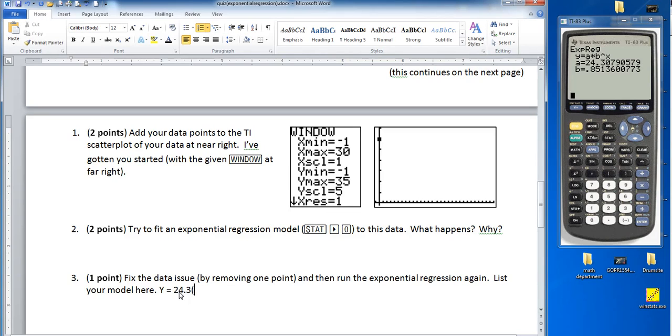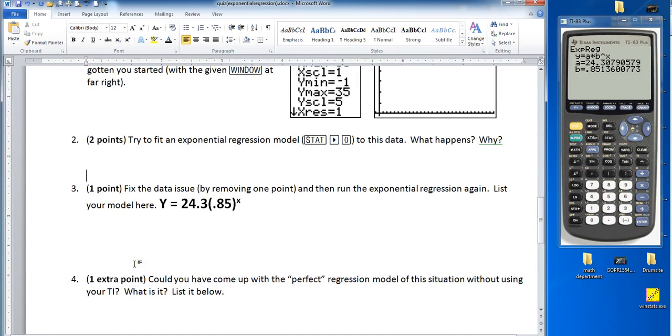24.3 times about 0.85 to the x power. I'll make that a superscript so it looks a little happier, make it nice and bold, and make it larger so it stands out. There's my model right there.